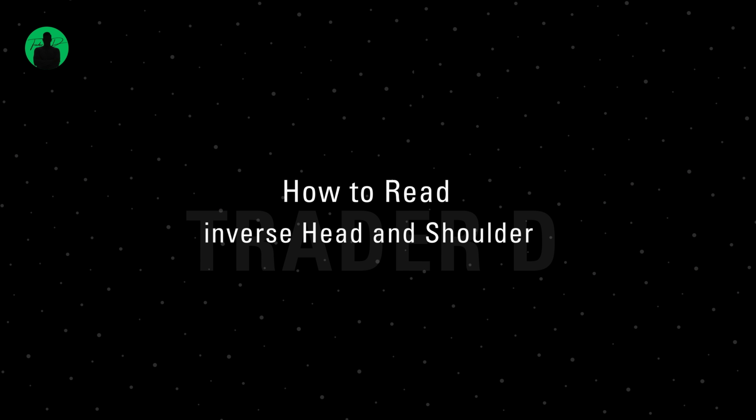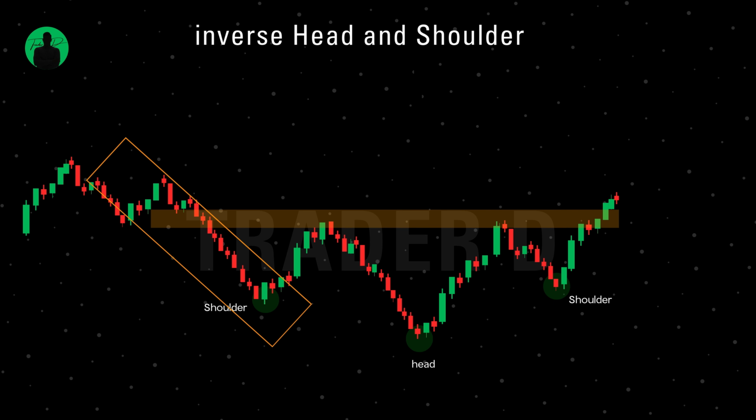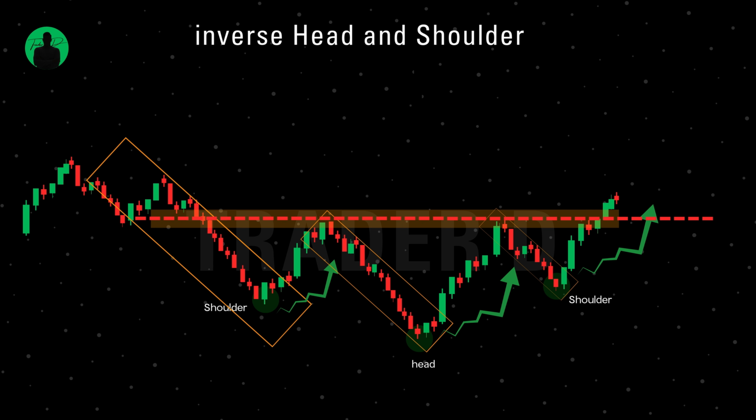How to read inverse head and shoulders. The first trough forms during a downtrend, but is followed by a slight rally, showing temporary buying pressure. The next trough is lower than the left shoulder, representing stronger selling pressure. However, this is followed by another rally, suggesting buyers are starting to step in. The final trough is higher than the head, indicating that sellers are losing strength, followed by another upward move. The neckline is the line connecting the peaks between the left and right shoulders. A breakout above the neckline confirms the bullish reversal, signaling that the market is likely to move upward.